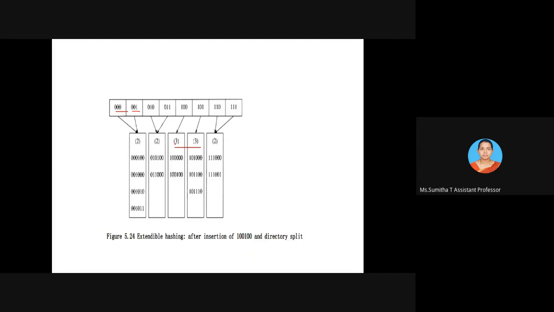The leaf is split. Okay, here they are mentioning 3, 3, but here mentioning 2, 2, which means I'm taking the element based on the first 2 bits. Here I'm inserting the element based on the first 3 bits. Okay, that's why they are mentioning it.